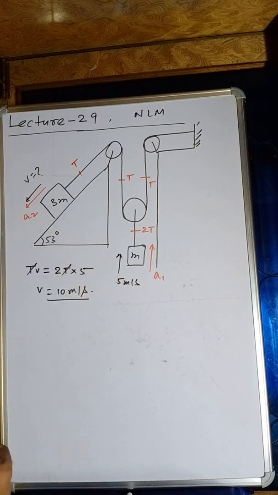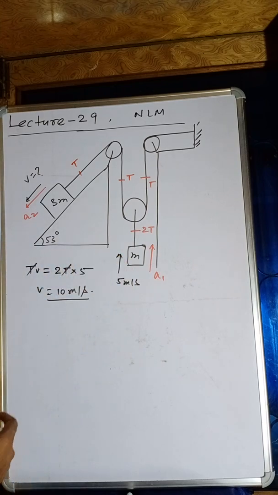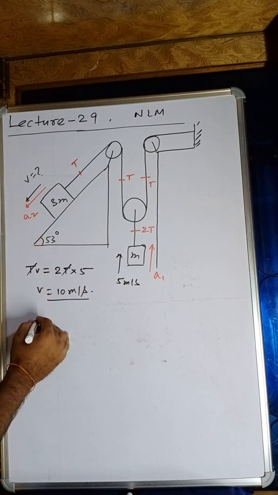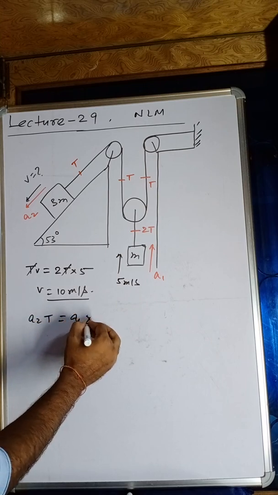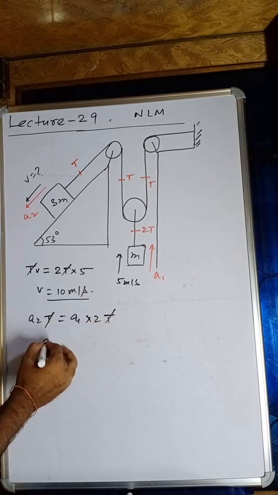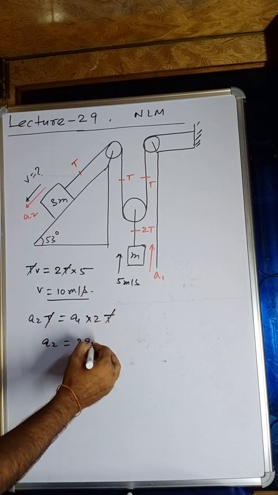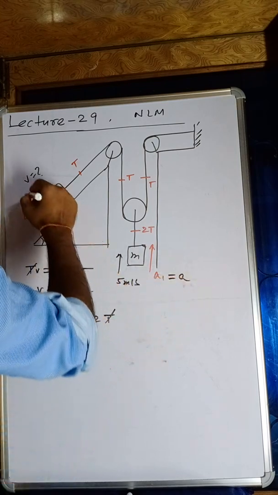Now here, we have to find the relation between acceleration. Then after we will be able to solve this question to find the tension and acceleration of the system. So acceleration here, a2 into T, we can write a2 into T equals to a1 into 2T. All right, here the T will be cancelled out. So a2 is equals to twice a1. Again, if it is a, then this will be twice a.